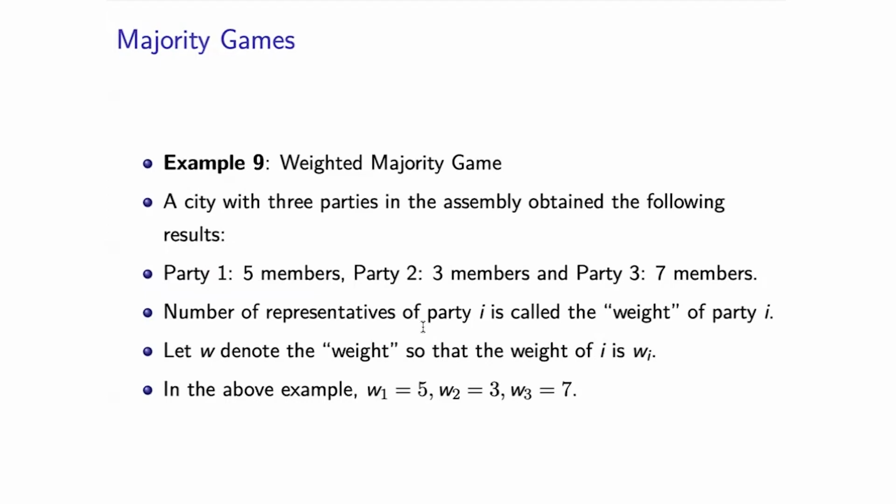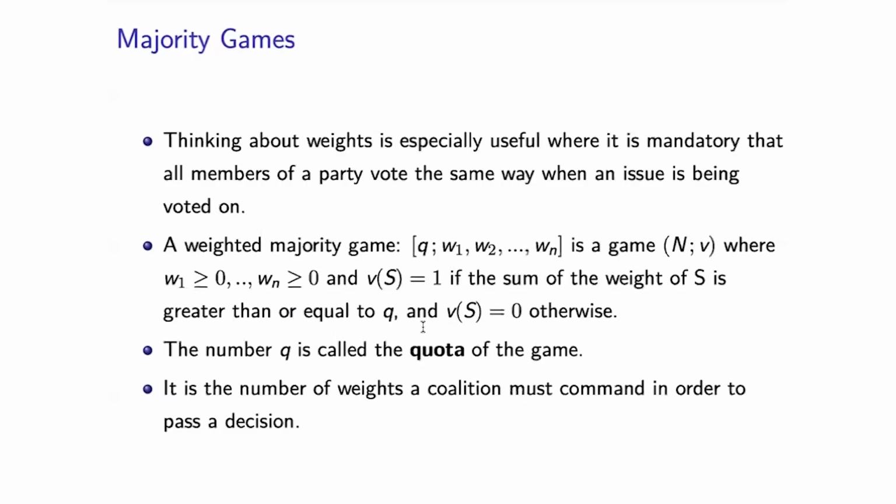So here the word weighted comes from the fact that we are basically assigning a weight to each of these parties, right? So then you have Wi representing the weight of party i. And in the above example, we will say that W1 is equal to 5 because party 1 has 5 members, W2 equal to 3 because party 2 has 3 members, and W3 equal to 7 because party 3 has 7 members, right?